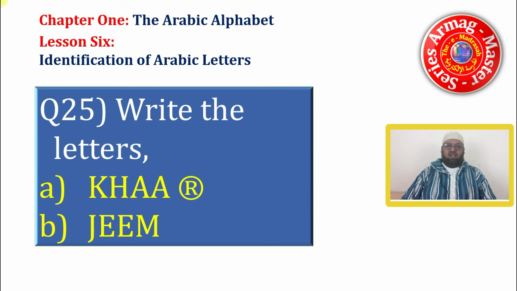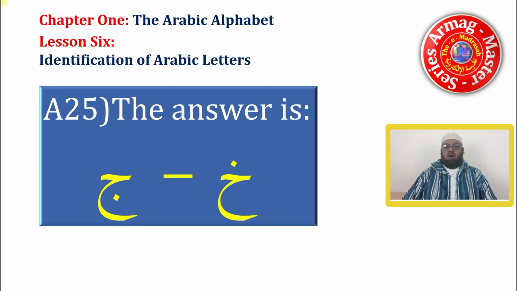KHAA and JEEM. The answer for that is KHAA. So this is KHAA and this is JEEM. So we see that where the dots are. On KHAA, the dot is written above the head. On JEEM, the dot is written in the belly. Okay? So this will bring us to the end of lesson 6, which is identification of Arabic letters.